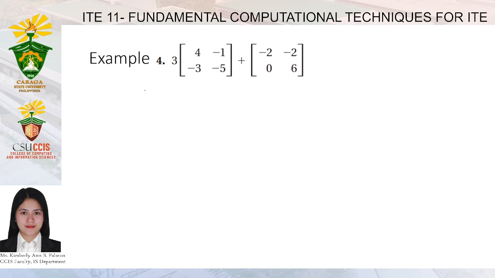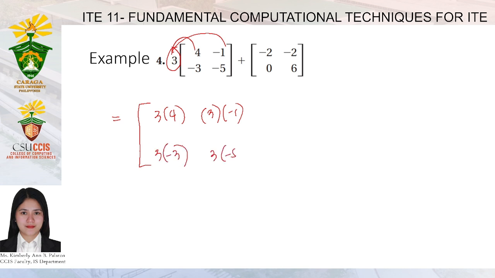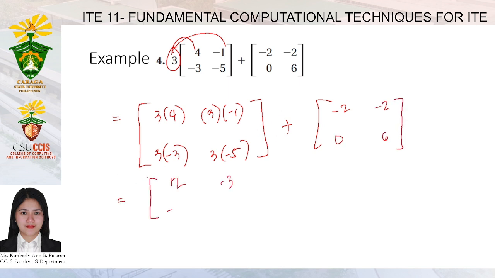Okay, notice that we have a constant outside. So, ato sa ning unahon og distribute in each of the element o sa ta mag-plus. Distributive property nga concept. So, unahon sa nato siya para dili ta maglibog. Okay, so 3 times 4, 3 times negative 1, 3 times negative 3, 3 times 5, plus 2, 2, 0, 6. That would be 12, negative 3, negative 9, negative 15, plus negative 2, 0, 6.